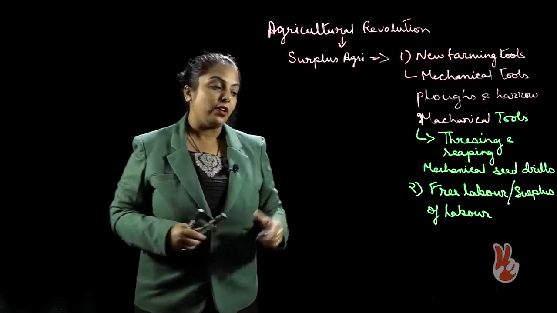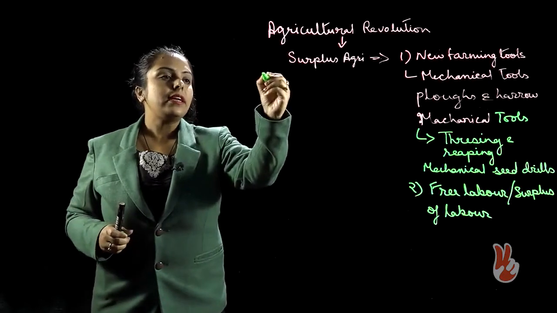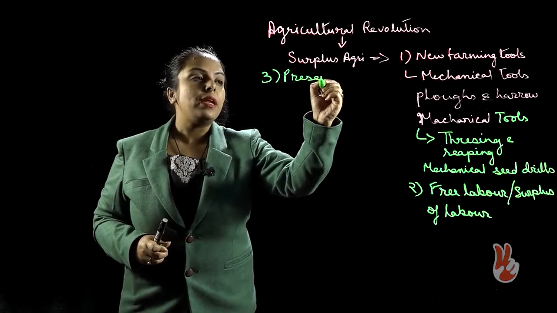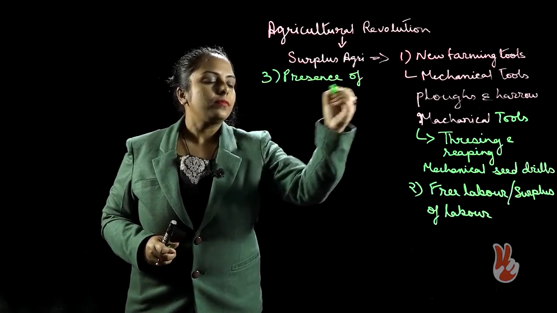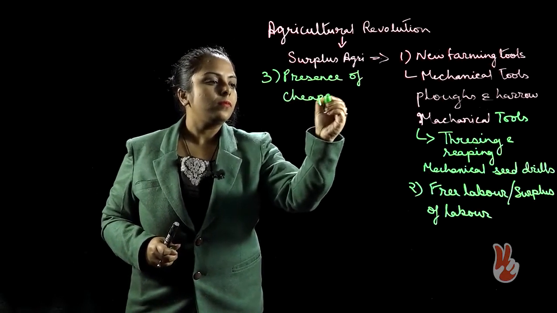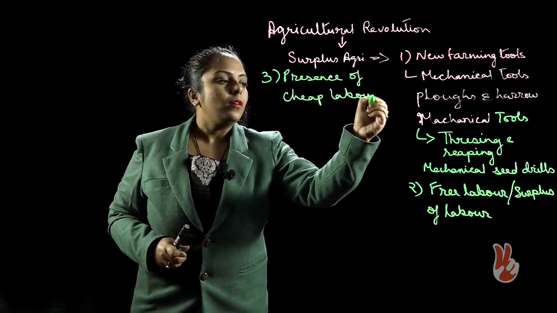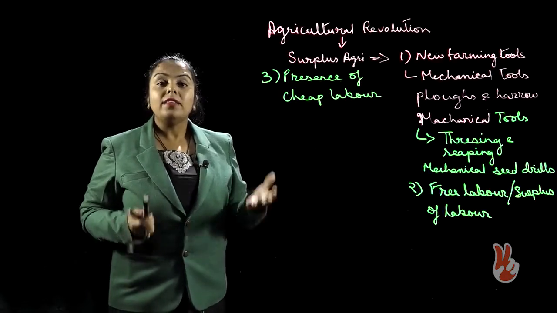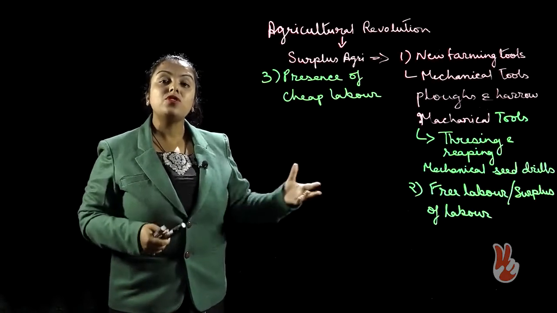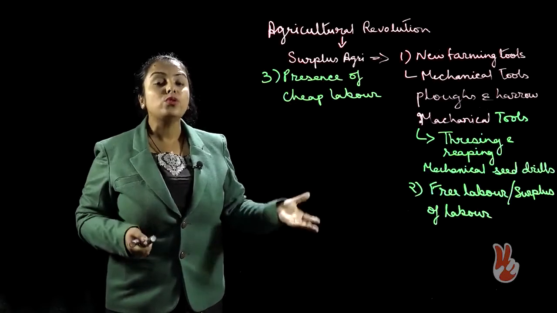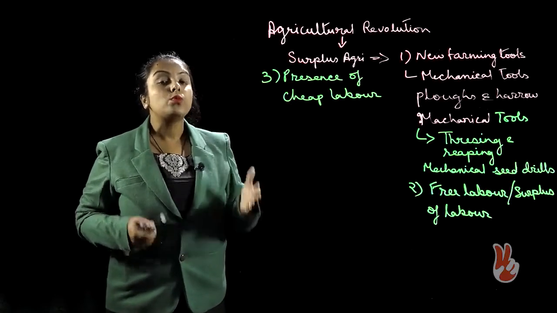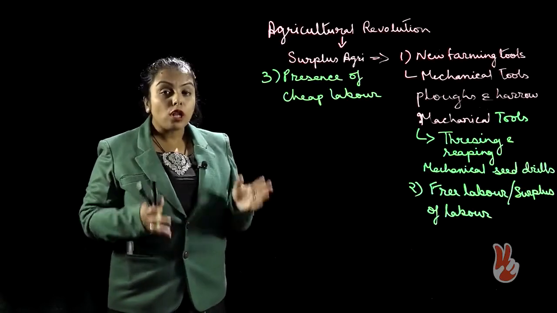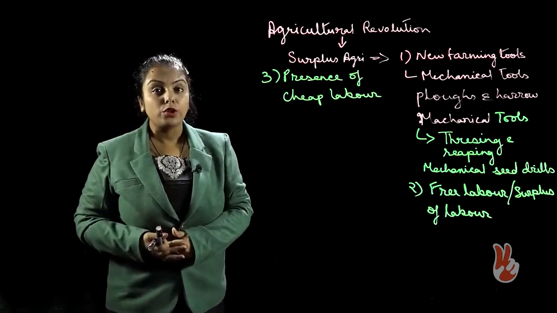What are the other factors? Free labor resulted in the presence of cheap labor. Because many people were available for work, the newly set up industries in London could use this labor, and these laborers were available at a cheap price. They were not very expensive. This was also a reason why the industrial revolution took place.